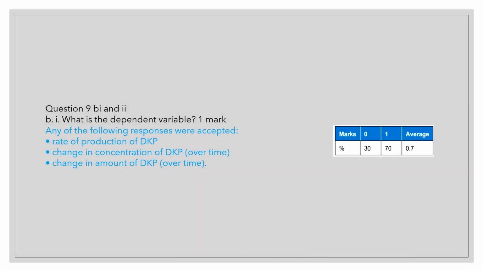The rate of production of DKP from aspartame in lemonade at different storage temperatures was investigated here. So, the dependent variable is the rate of production of DKP. Since the rate of production of DKP is measured or expressed as a change in concentration or amount of DKP over time, they also are dependent variables.